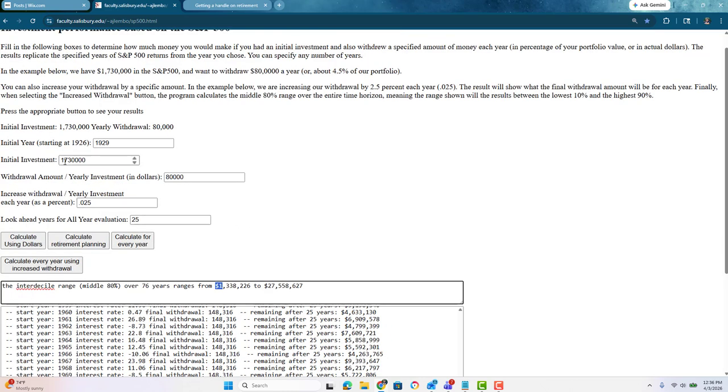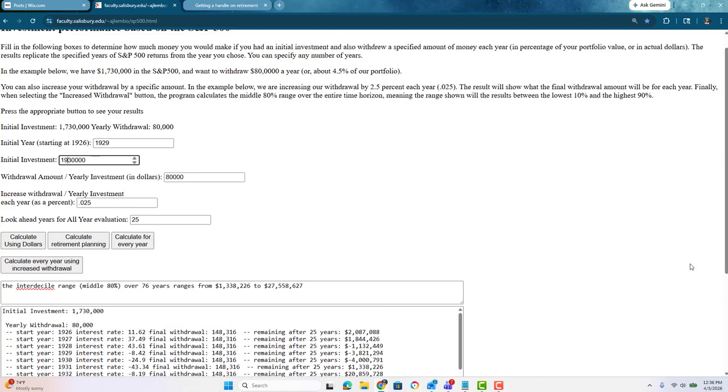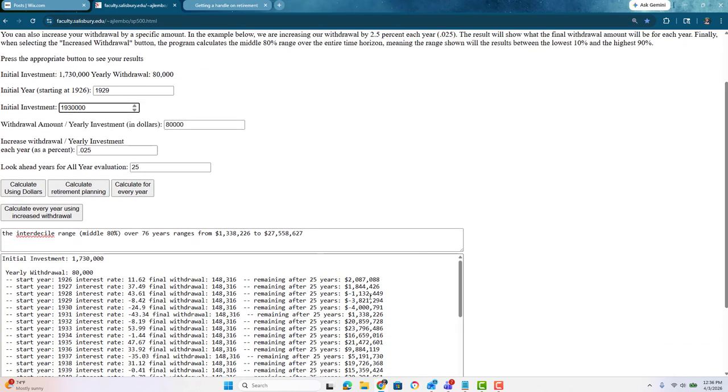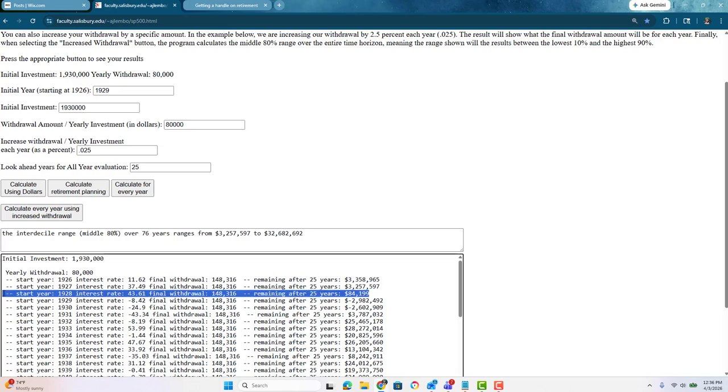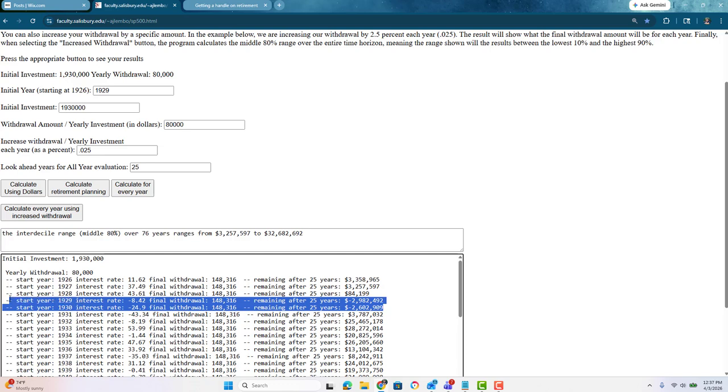What's nice about this is you can start to play some games. Let's say I have 1.93 million instead of 1.73. And let's go back here to these years where, again, during the Great Depression, it wasn't in good shape. And all of a sudden now you've just made it, right? By the hair of your chinny chin chin here. All right, so you just made it here. But you've lost in these 2 years. So we'd still run out of money.